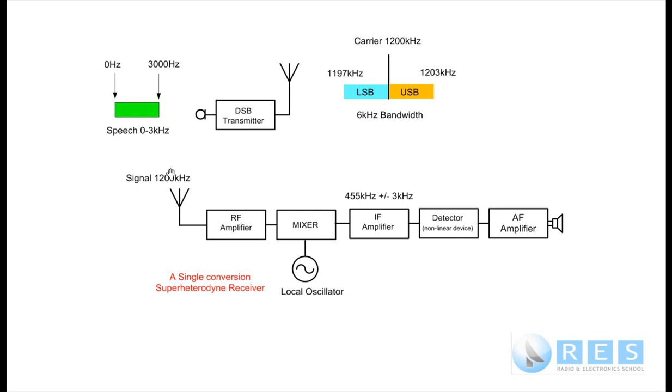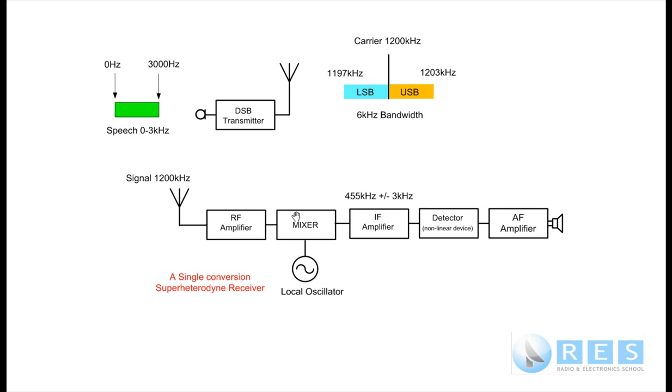So a lot of signals are going to come into the RF amplifier, not just the signal we want on 1200 kilohertz. 1300 kilohertz is going to go into this amplifier and be amplified. 500 kilohertz is going to go into this amplifier and be amplified. So this is just a broadband RF amplifier with a bandwidth equal to the band that you're operating on.